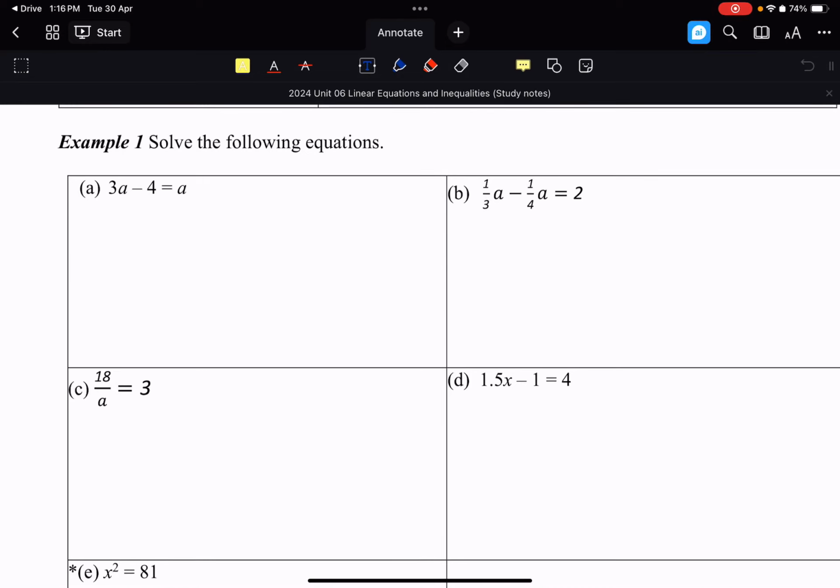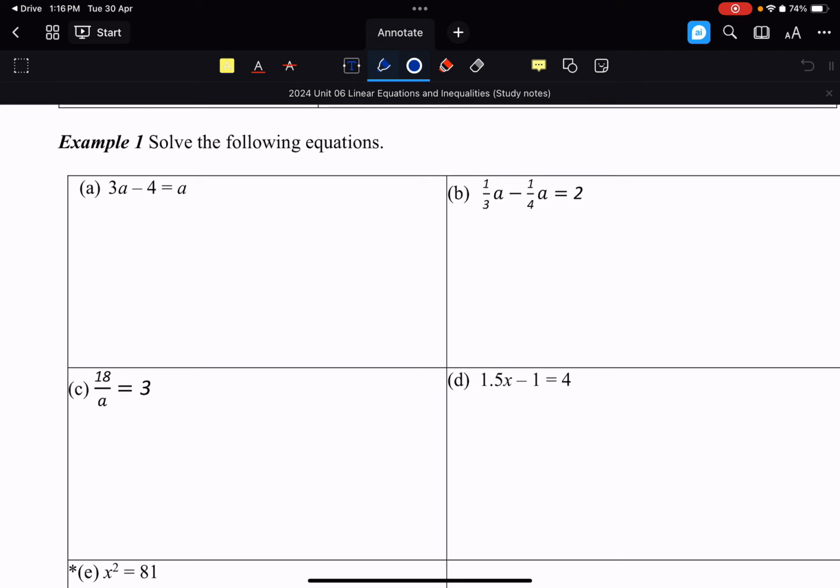Hello students. So in today's video, we are going to look at some examples on how we can solve simple linear equations using algebra. Example 1: we have 3a minus 4 equals a. When the question says solve, what they really want us to do is to find the value of the unknown, and in this case, it will be a. So how do we go about doing this?